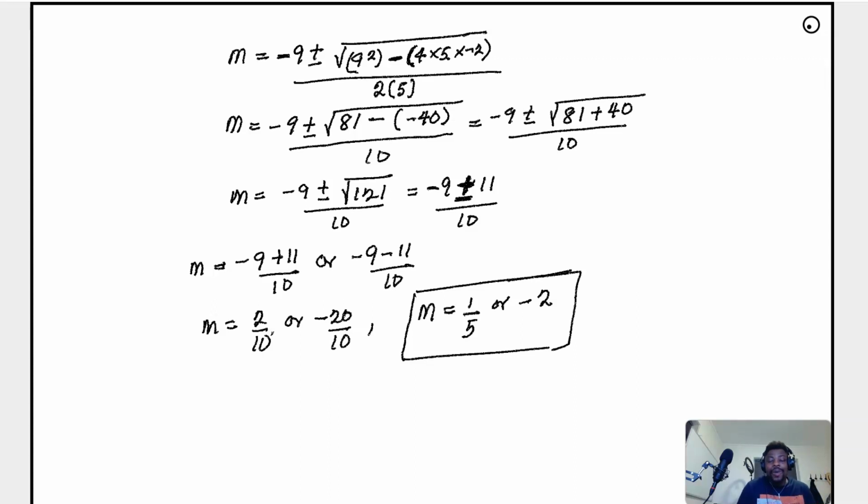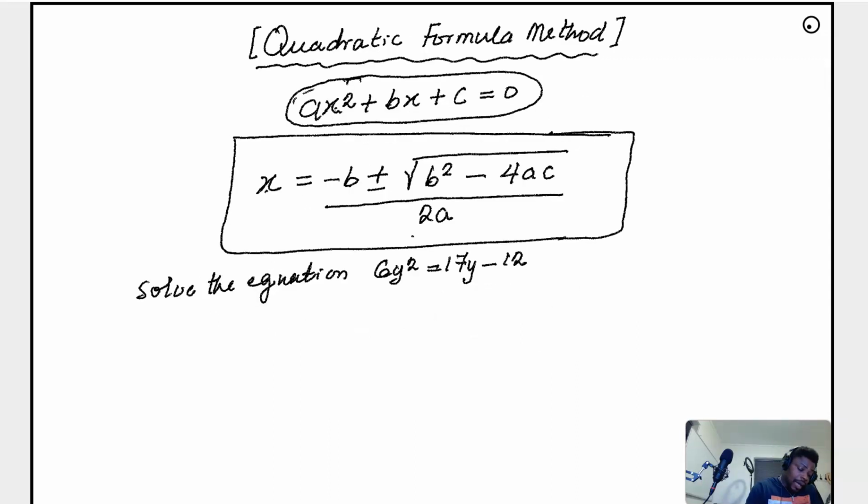Easy. I will take more questions so that you can have deep understanding of using quadratic formula method. Now, in this question, we're asked to solve this equation. But if you look at this equation here, it's not in the same form with this one here. What I meant about is not in the same form is that we want the right hand side to be equal to 0. And if you look at the right hand side, it's not equal to 0 yet.